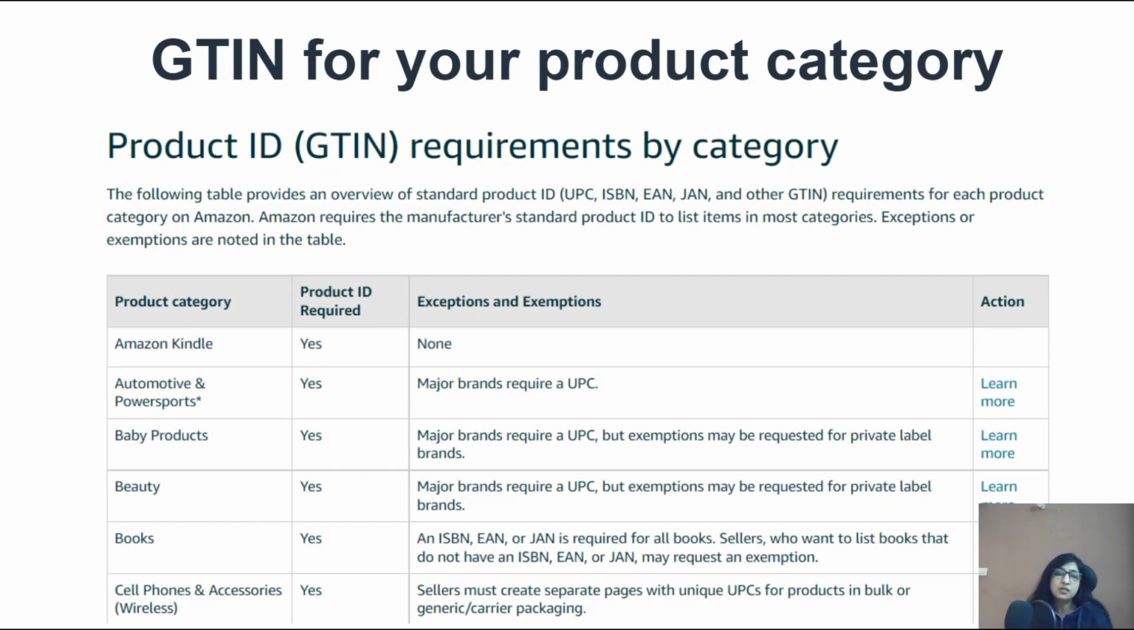There is a long list of other categories, for which I will share a link in the description below, which is available on the Amazon Seller Central also. When you start listing, make sure you check that list thoroughly and then start listing and generating the codes.